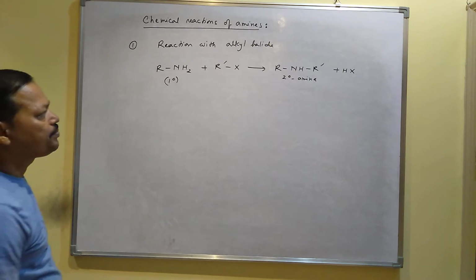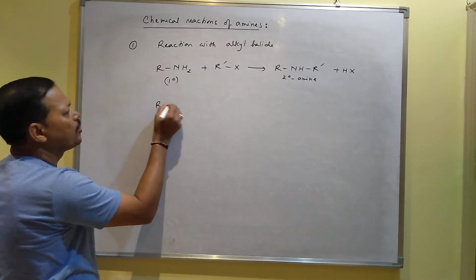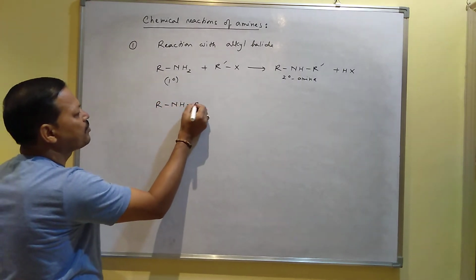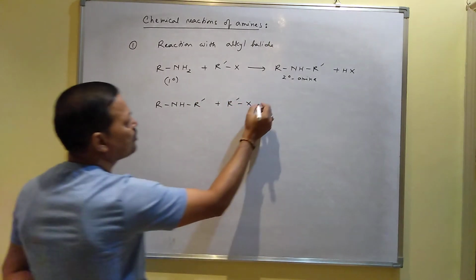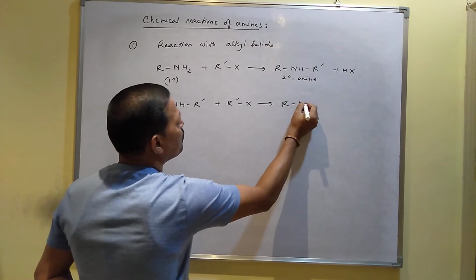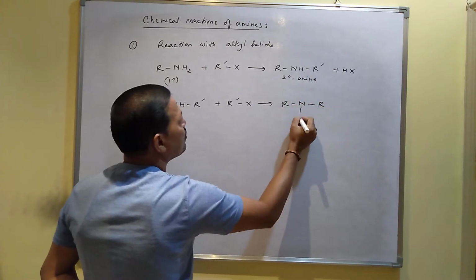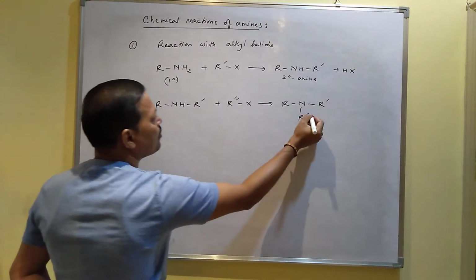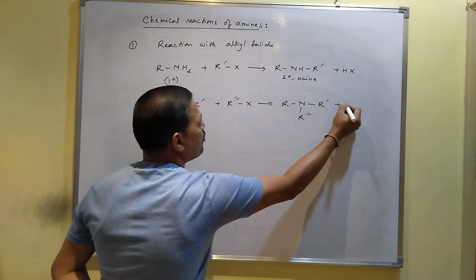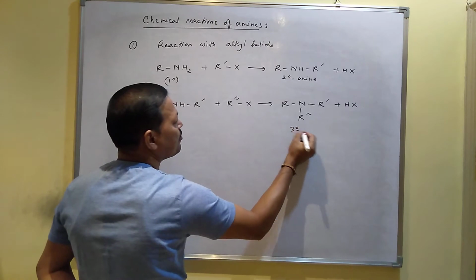like HCl, HBr. Similarly, when the secondary amine reacts with another haloalkane, then it will convert to tertiary amine. Side product will be HX.